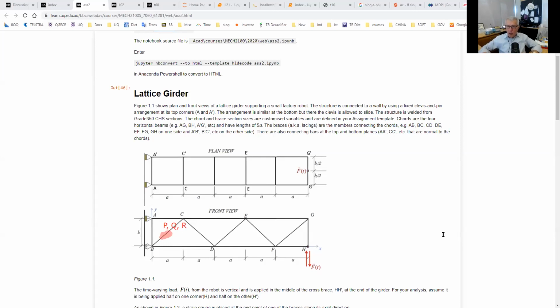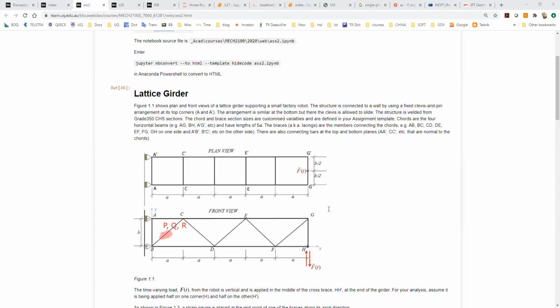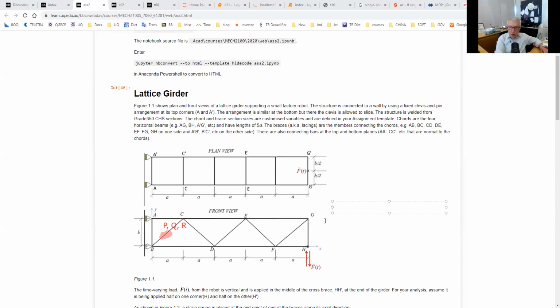P, Q, and R. Okay, they are strains. So what is the stress in that member? Do you know how to calculate the stress? The stress is just the force divided by area. No, but you don't know the force. You know the strain. Oh, okay.